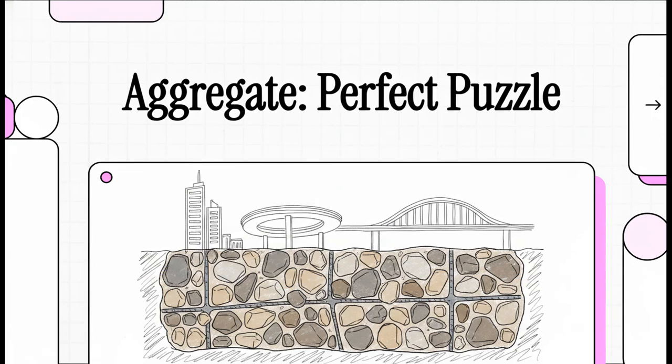Welcome to This Explainer. Whenever we look up at a massive skyscraper or we're driving over one of those sweeping highway overpasses, it's natural to wonder what is actually holding all of this together. You might immediately think of shiny steel, or maybe that powdery gray cement. But today, we're talking about the true unsung hero of our modern built environment, aggregate. It's basically the perfect puzzle that physically gives our world its shape. And today, we're going to understand exactly how it works.